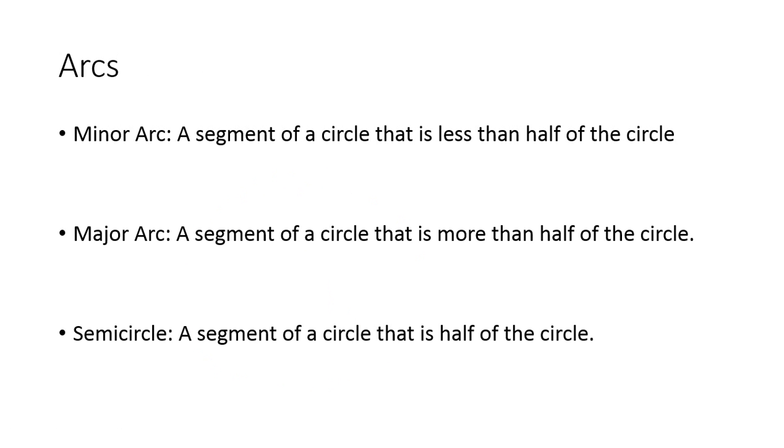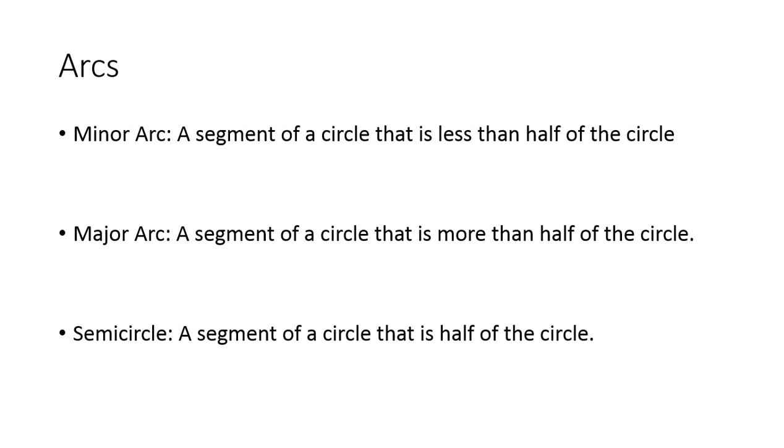Now, next thing we have is arcs. There are three different types of arcs: a minor arc, a major arc, and a semicircle. A semicircle is always going to be half a circle. A major arc is an arc that is larger than half a circle, and a minor arc is any arc that's less than half a circle. If it's less than half a circle, it's a minor arc. If it's more, it's a major arc.